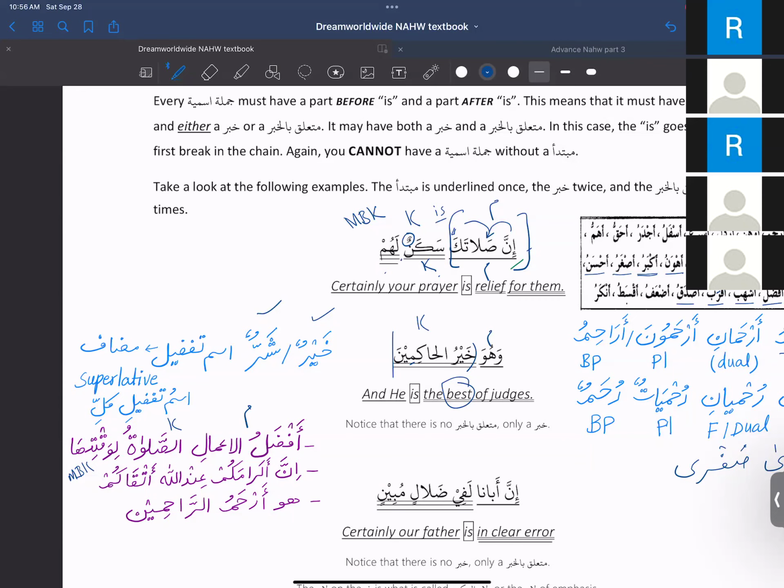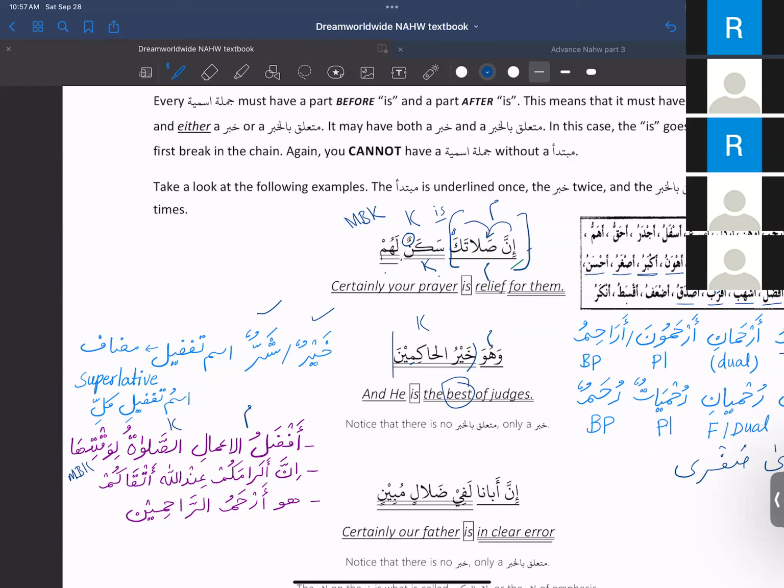Inna akrama kum, both together, is mubtada. Okay, let's do our macro label first, then we're going to dig deeper. So inna akrama kum is mubtada, right?